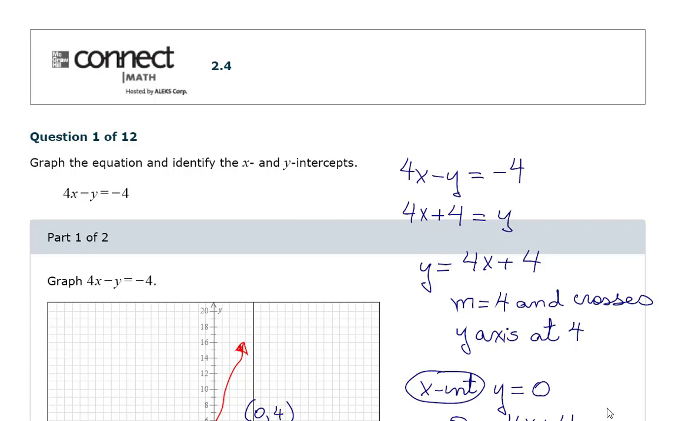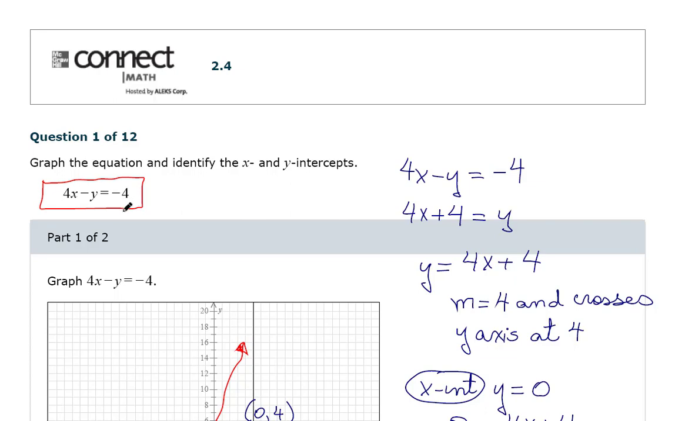Welcome to Math 1314. This is section 2.4. We're looking at lines. So, looking here at question 1, we are given a line. They might say, well, how do I know it's a line? Well, look at the powers on the x and the y. There's no exponents, there's no radicals, there's nothing strange, there's just x and y. So that tells me it is a line.